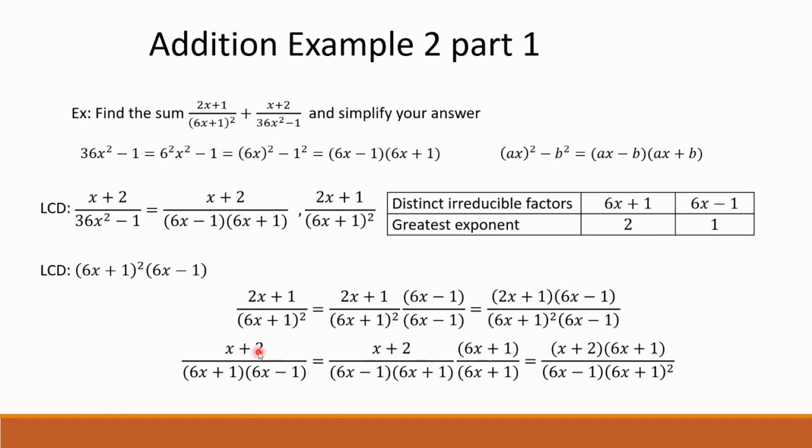Okay? For the second rational expression, remember, we factored the denominator last time. But you can see we're missing another 6x plus 1. We don't have 6x plus 1 squared here. We only have 6x plus 1. So we're missing a 6x plus 1. What do we do? Multiply it in. And when you multiply this in, you do the same to the top. That's what you do. All right, so that's what we do here.